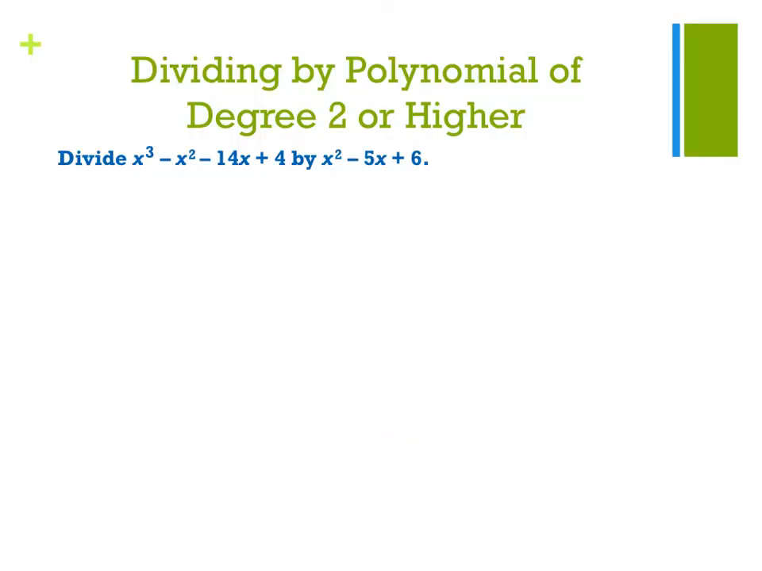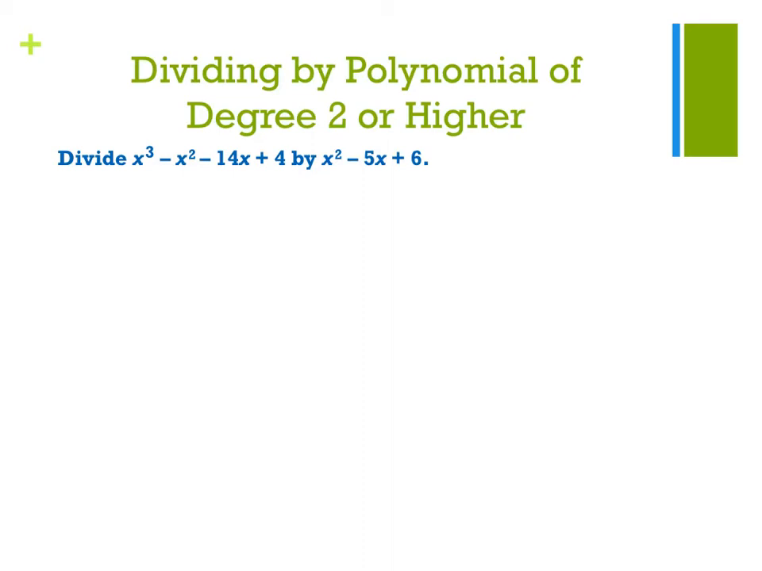Okay, so we've already talked about, in the previous video, dividing polynomials using long division. This time we are going to be dividing by a polynomial of degree 2 or higher. So remember that the degree is the highest exponent. And so in this example, our divisor is going to have a highest exponent of 2 or even higher than that. In the previous video, we only divided by a polynomial of degree 1.